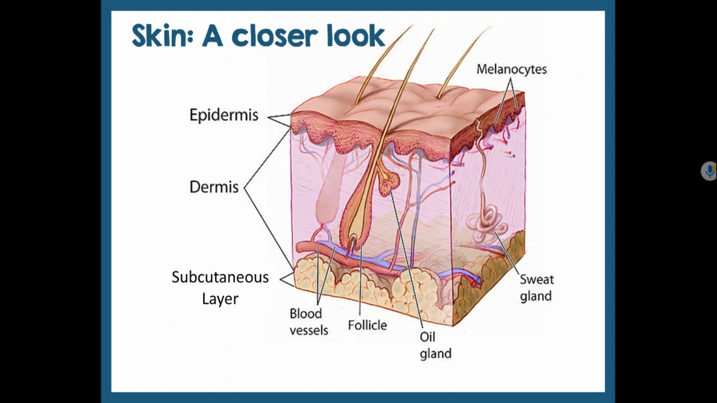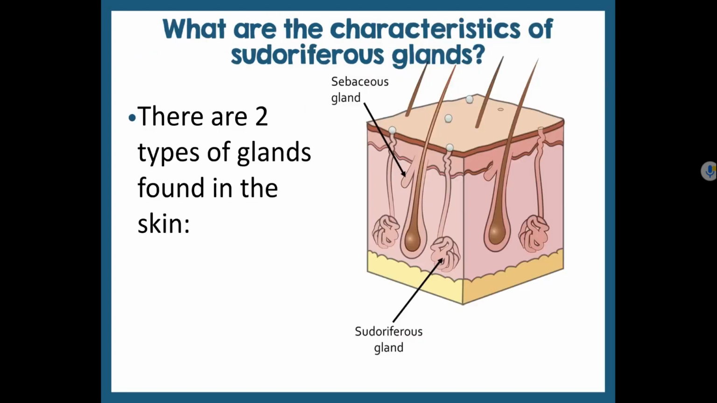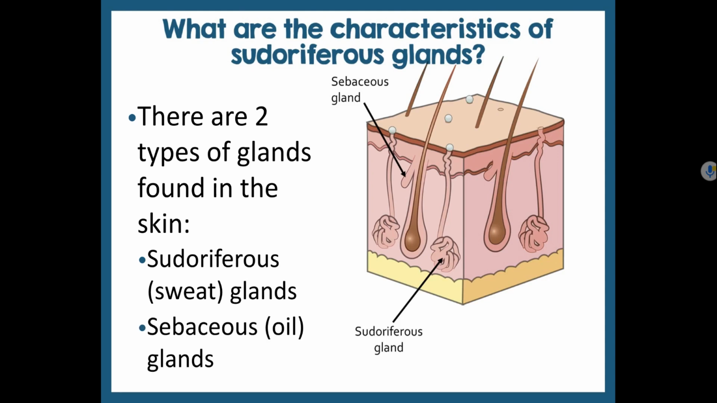Notice I've labeled two glands in this image: a sweat gland and an oil gland. These are the two types of glands found in the skin. They have technical names though. Sudoriferous is the sweat gland, and sebaceous is the oil gland. For the remainder of the video, we'll talk about the characteristics of each.